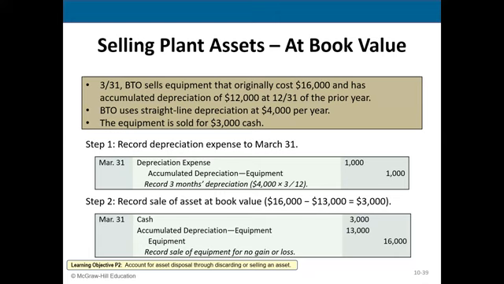Since we sold it on March 31, we debit depreciation expense 1,000. That's to recognize the 3 months that have passed. Credit accumulated depreciation for that equipment. When we sell it, we debit the cash 3,000, recognize the cash we received. Debit accumulated depreciation 13,000. And we credit equipment 16,000. There's neither a gain or a loss in this situation. We sold it at book value.